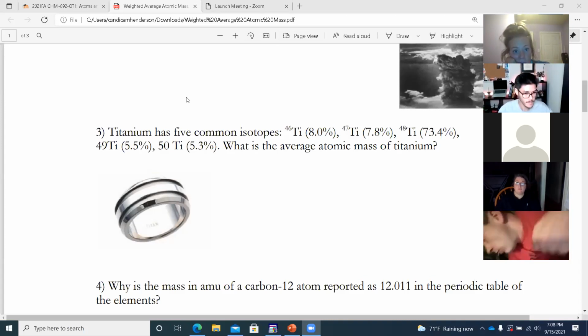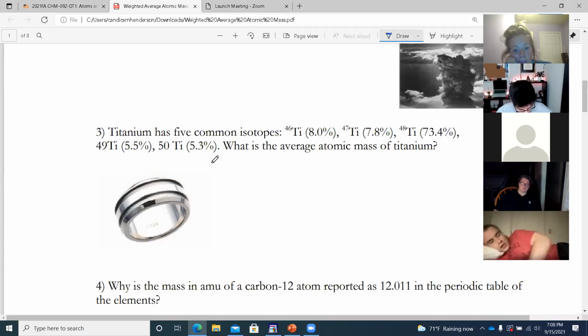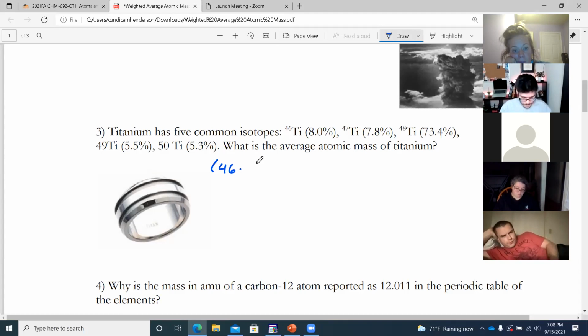All right, so there are 5 individual isotopes that we have to take into account. The first one has a mass of 46, and we're going to multiply it by its percentage, which is 0.080. The next one is a mass of 47, and we're going to multiply that by its percentage, which is 0.078. Remember, we want to move the decimal over 2 hops, so you'll fill a 0 in there.